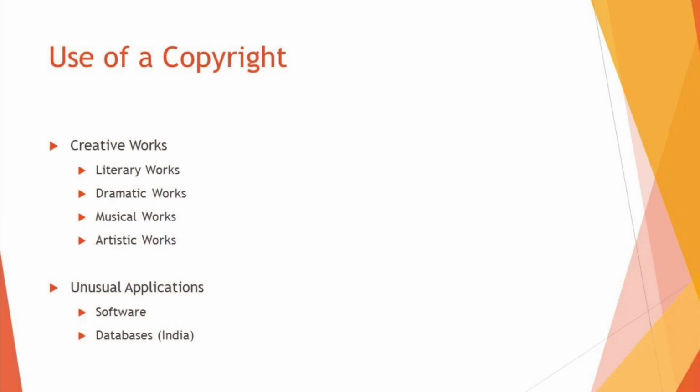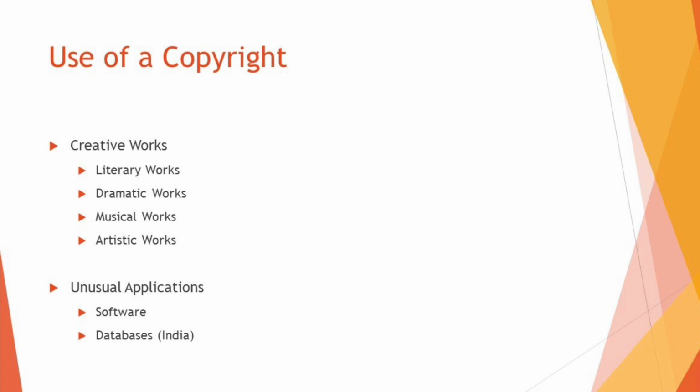Copyright is a type of intellectual property that protects creative works. Now, creative works is a broad heading, but it includes things like literary works, which are books, articles, and newspapers, dramatic works, which is film, television, plays, and so on, musical works, such as sound recordings, compositions, songs, and other artistic works, like sculpture, paintings, and art installations.